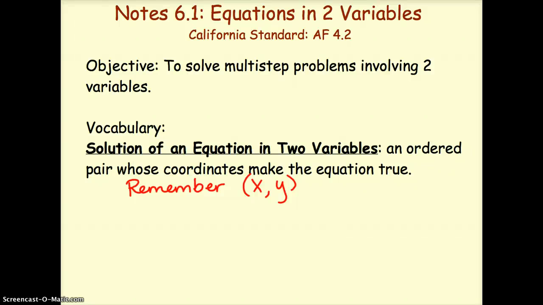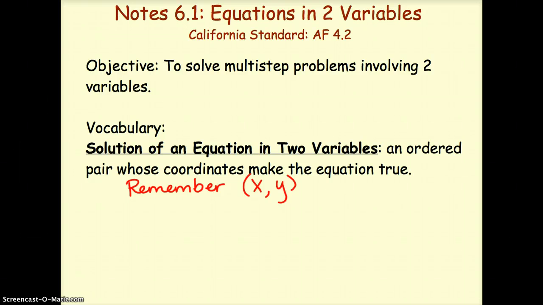Hello class, and welcome to Note 6.1, Equations in Two Variables. Our California Standard is AF 4.2. Our objective today is to solve multi-step problems involving two variables. And for vocabulary, we have a solution of an equation in two variables.